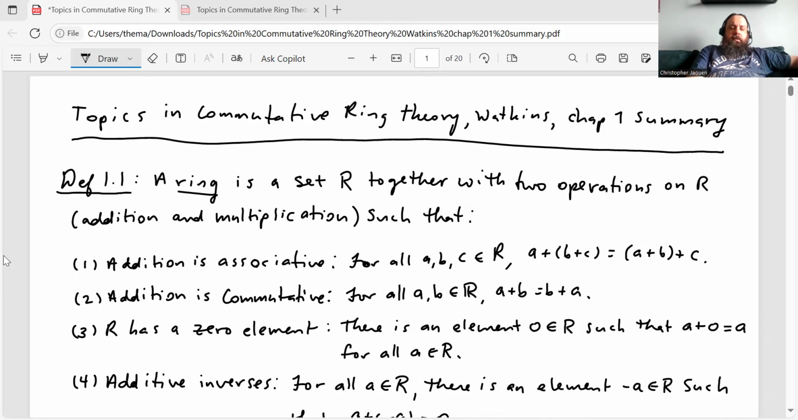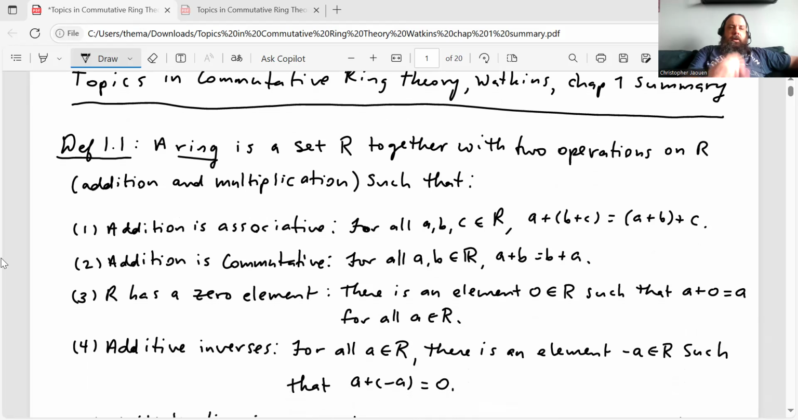We start with the definition of what we mean by a ring. In this book, Watkins says that really we'll only be considering commutative rings with identity, and we'll explain what that means here in the definition, because there is a more general concept of what a ring is. All right, so here's definition 1.1. A ring is a set R together with two operations on R, addition and multiplication. Here, R is not the set of real numbers. It's just a general set that has the ring structure.